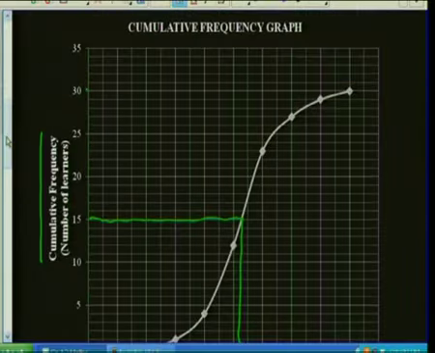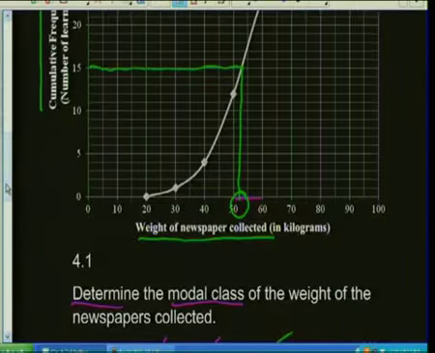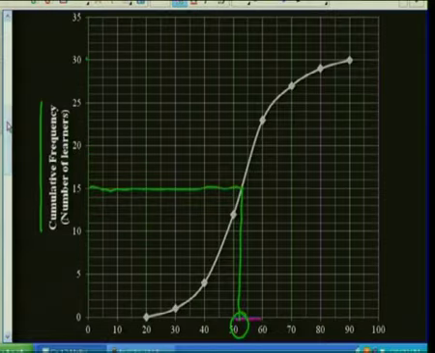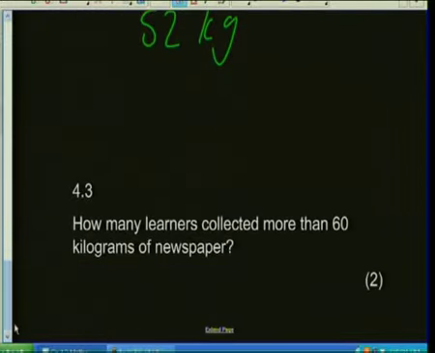Hope it makes sense. So if I have my cumulative frequency, how do I get my median? This cumulative frequency starts from 0 and ends at 30. So halfway through this, which is 15, I read off the graph, and I get 52, which is my median.